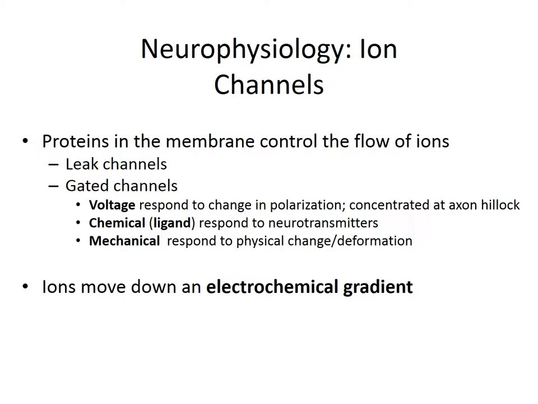Active or gated channels are protein channels that open and close in response to various signals. Chemically gated ion channels open when the appropriate neurotransmitter or chemical binds to the receptor site on the protein. These are important for depolarization and the production of the graded potential and are located only on the dendrites and cell body of the neuron.